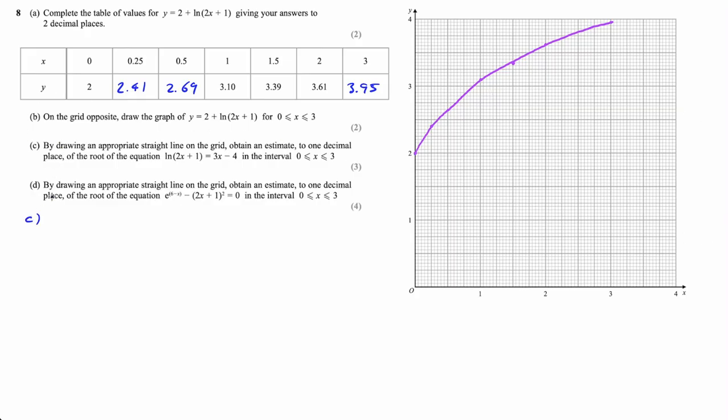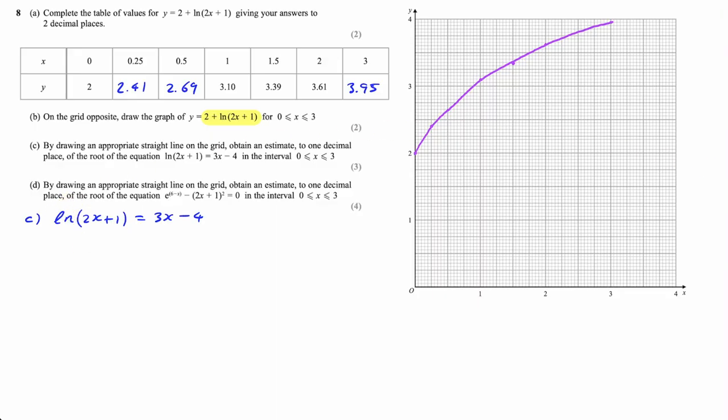Okay, part C. Here we go. By drawing an appropriate straight line on the grid, obtain an estimate to 1 decimal place of the root of the equation this equals this. Okay, so the way we do these questions, guys, hopefully you've come across these before, is we basically have to turn one side of the equation into the graph. So the graph is 2 plus ln of 2x plus 1. So I need to turn this into 2 plus ln of 2x plus 1.